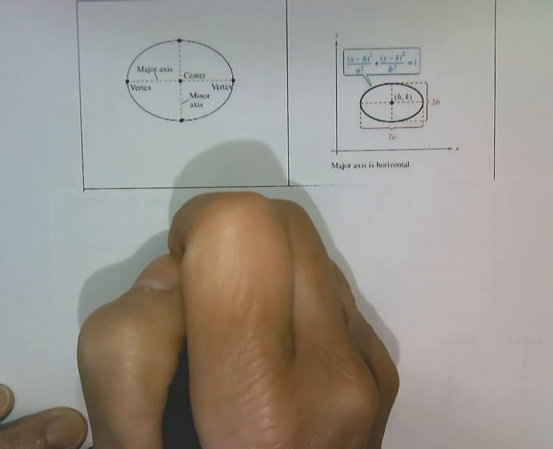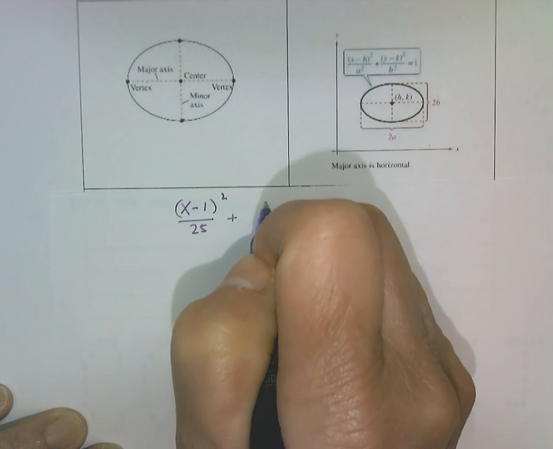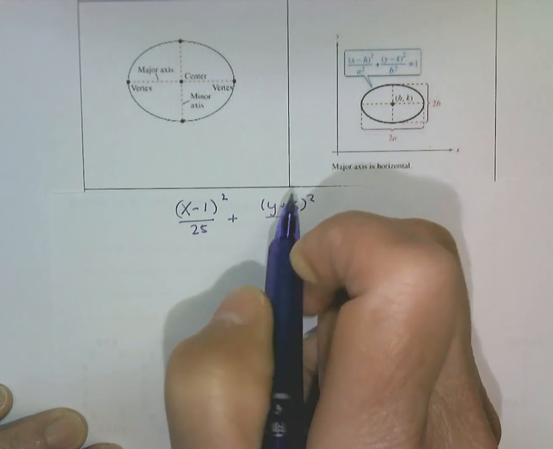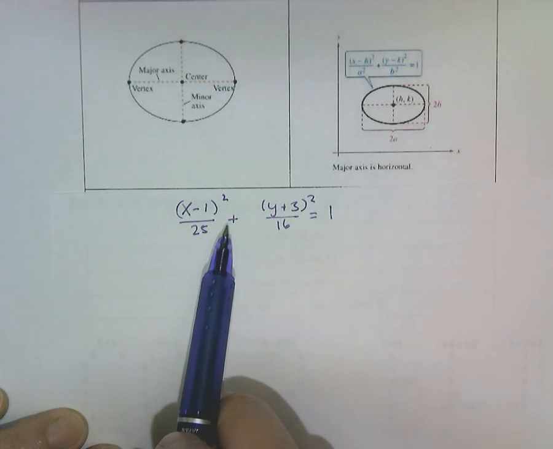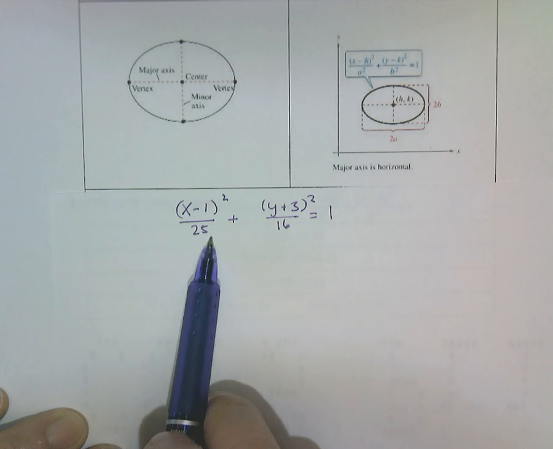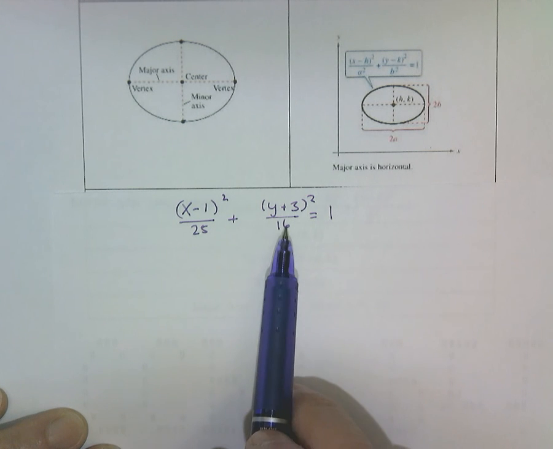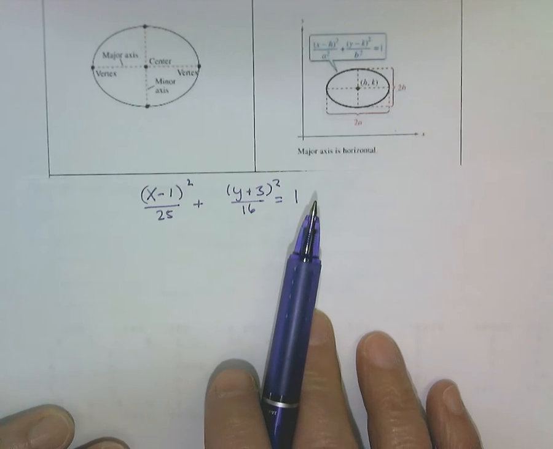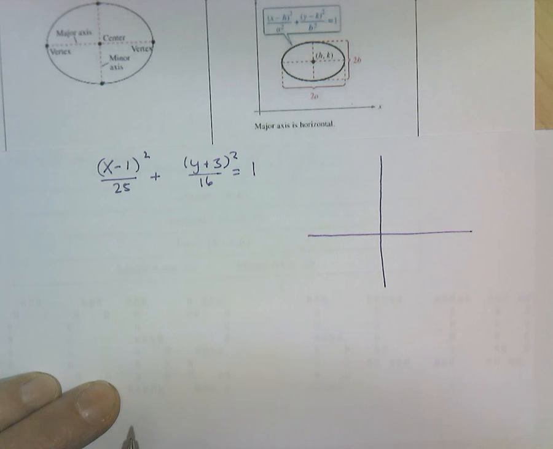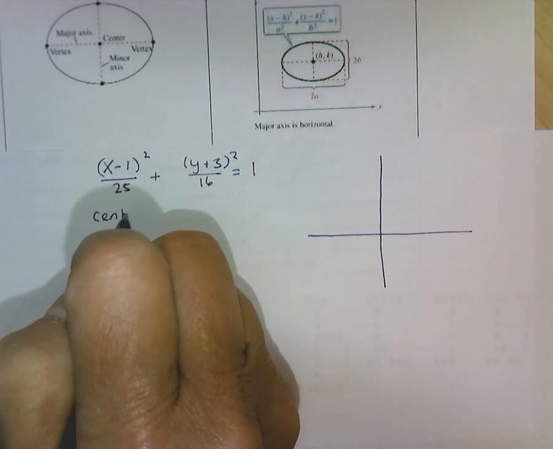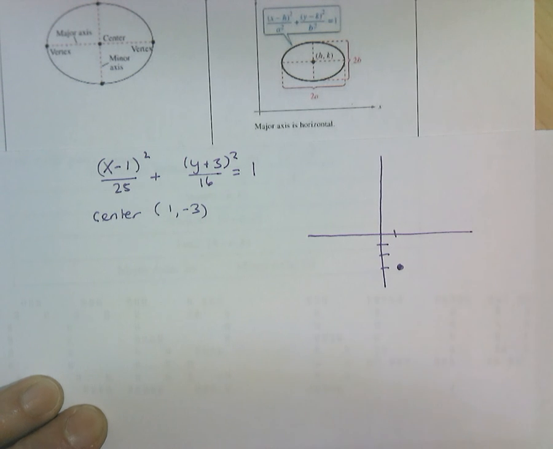So this first one, I have x minus 1 squared over 25 plus y plus 3 squared over 16 equals 1. The reason I know that this is a horizontal major axis is because this value, 25, is greater than 16. That means I have to move further to the right and left than I go up and down. So let me go ahead and draw my coordinate plane. First want to get my center. My center is the point 1, negative 3. And mark that.